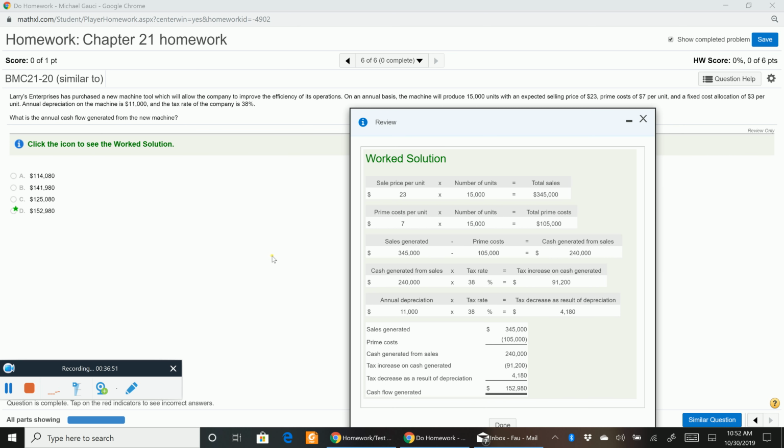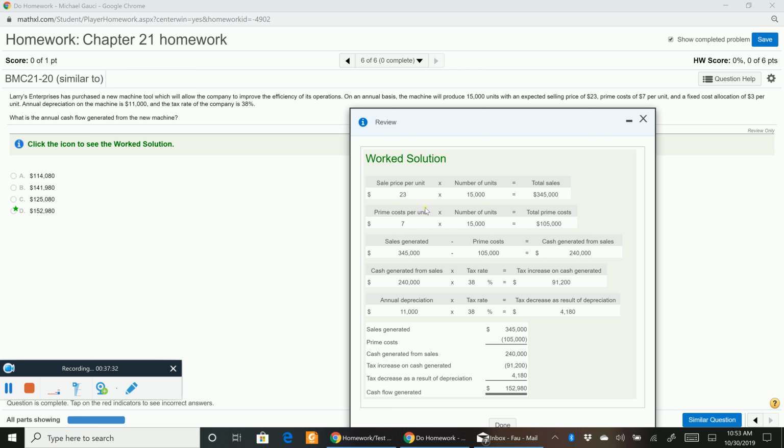In this last homework problem, we have a company, Larry's Enterprises. They purchase a new machine tool which will allow the company to improve efficiency of its operations. On an annual basis, the new machine will produce 15,000 units with an expected selling price of $23, prime cost of $7 per unit, and fixed cost allocation of $3 per unit. Annual depreciation on the machine is $11,000, and the tax rate for the company is 38%. So the question is, what is the annual cash flow generated from the new machine?